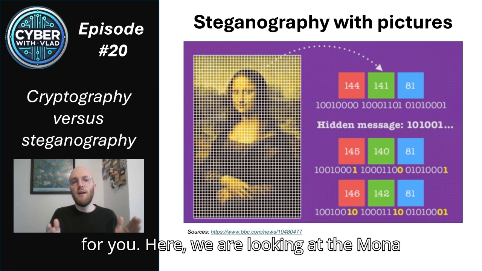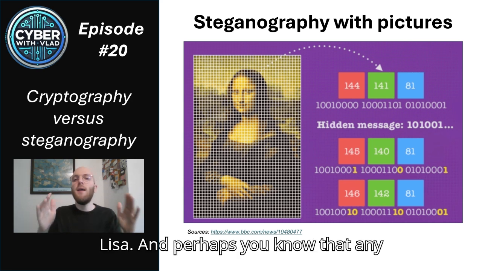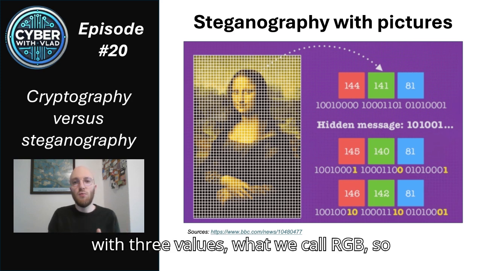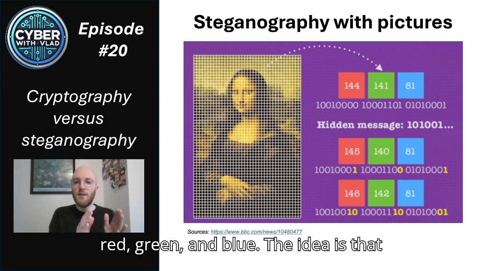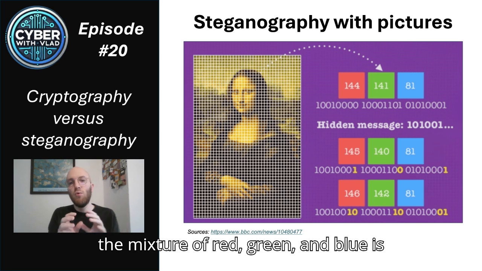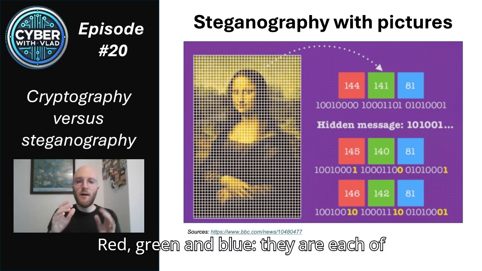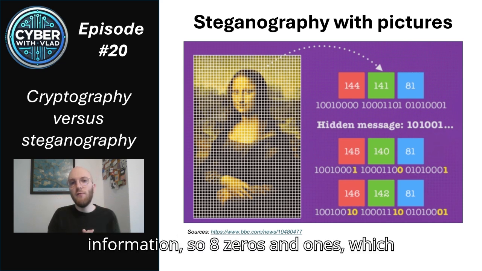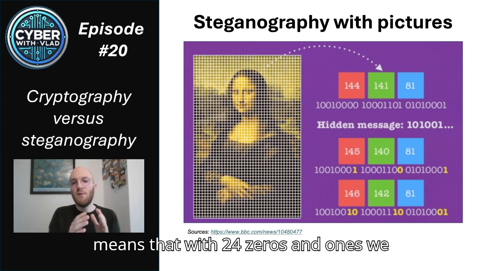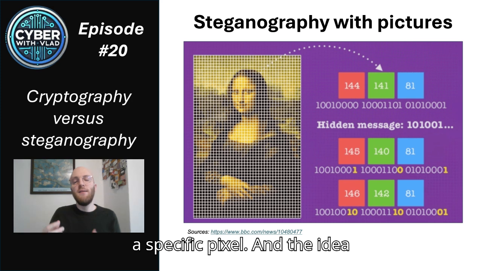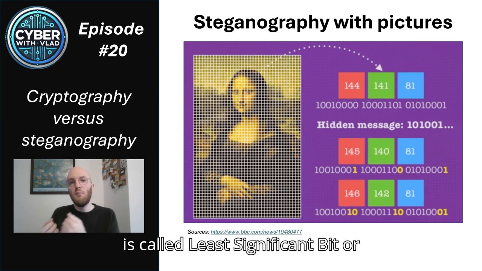I have also other examples for you. Here we are looking at the Mona Lisa, and perhaps you know that any picture today is actually composed of pixels. And pixels are encoded with three values, what we call RGB, so red, green, and blue. The idea is that the mixture of red, green, and blue is going to compose a specific color.